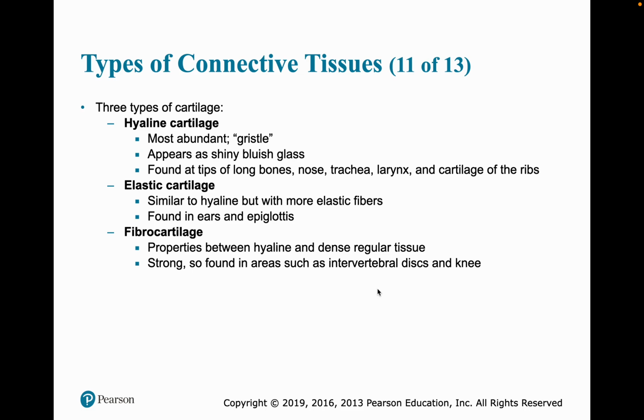Elastic cartilage is similar, but it has more elastic fibers. We find that in our ears and our epiglottis. And fibrocartilage has properties that are between hyaline cartilage and dense regular connective tissue. It's a really strong form of cartilage. It's found in areas like the intervertebral discs, found in the knee. We will also find it in the joint, the pubic symphysis, between the two pubis bones.